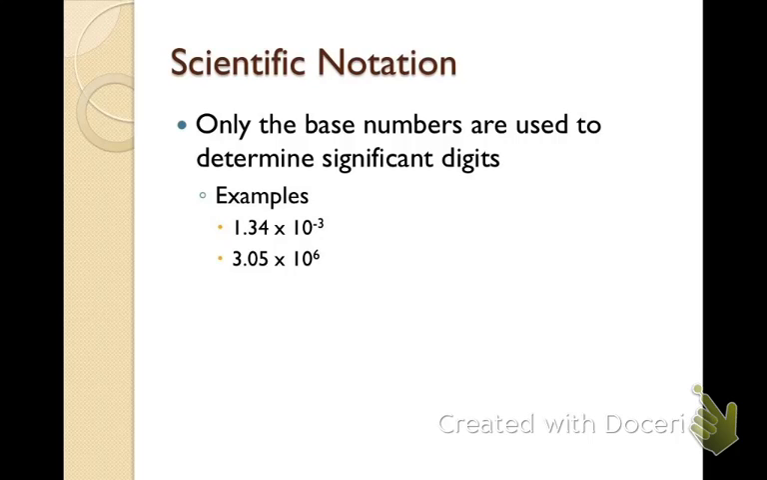All right. Scientific notation: only the base numbers are going to count in here. So we don't care about the exponent at all. We just care about these numbers down here. So let's take a look at this: 1.34 times 10 to the negative third. Again, we're just looking at the base number. So we have the 1, the 3, and the 4. Those are all significant, so there's 3 sig figs there. Let's take a look at the second example, 3.05. So we have a middle 0 right there that is significant always. So there's, again, 3 sig figs right there. Don't worry about the exponents.